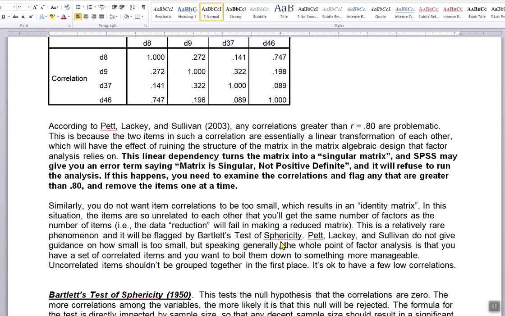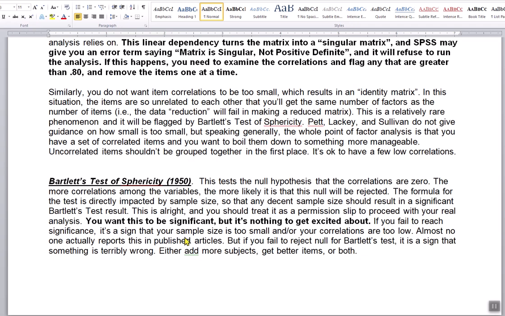In Pett, Lackey, and Sullivan's book, they do not give guidance on how small is too small for the correlations. But generally speaking, the whole point of factor analysis is that you want to have a starting point where you have a correlated set of items, and you want to boil them down into something more manageable. So uncorrelated items shouldn't be together in the first place. It's okay to have a few small correlations, but you don't want too many.